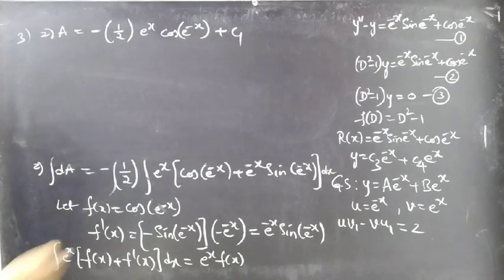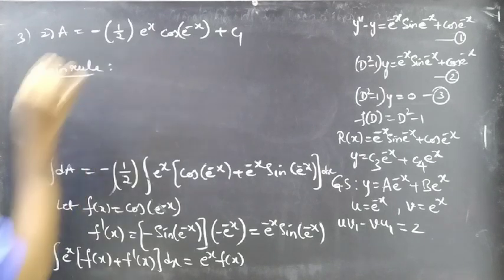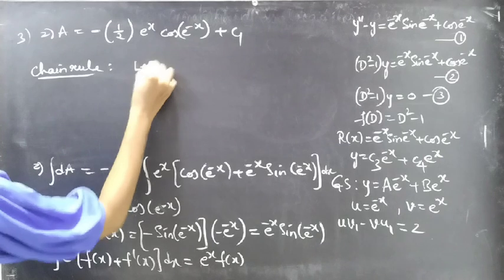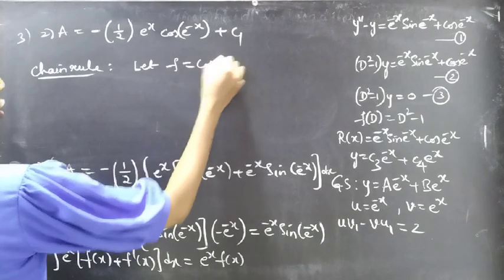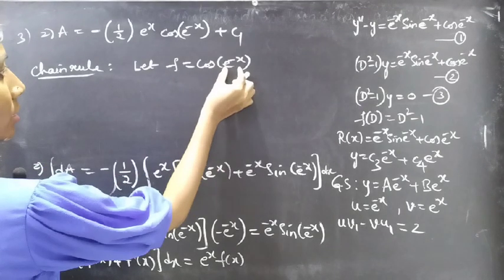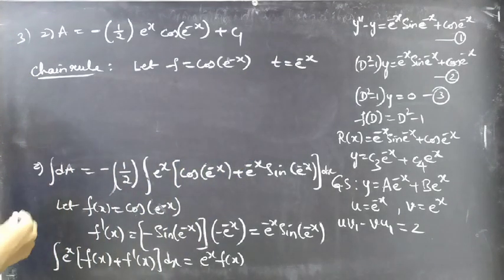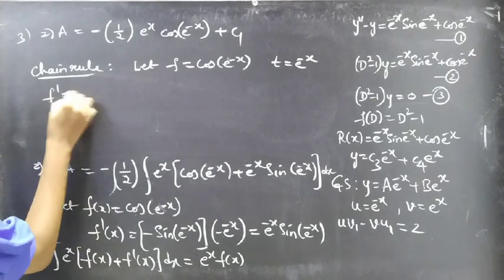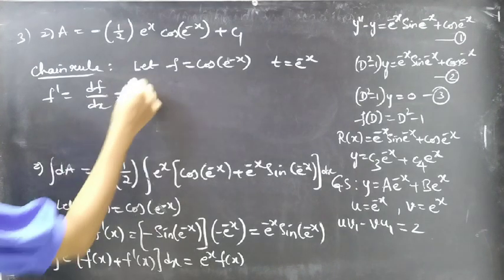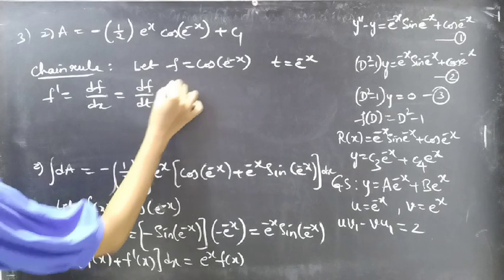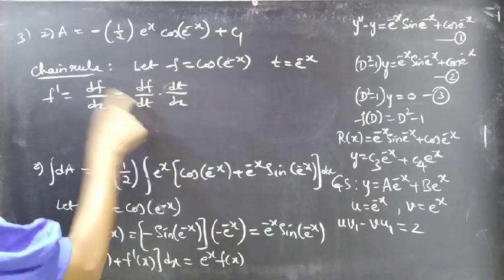Now let's see chain rule. When we go for chain rule, let f equal to, f is nothing but f of x, okay? f equal to cos e power minus x, and let e power minus x equal to some t. Now we are going to apply chain rule to find f dash. df by dx can be written as df by dt into dt by dx. Now we need to find dt by dx and df by dt.